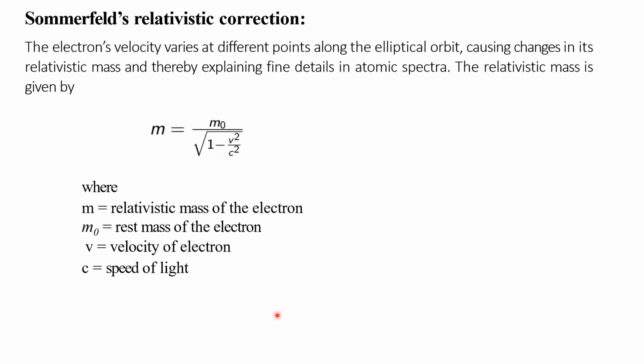azimuthal quantum number. Then we discuss Sommerfeld's relativistic correction. The electron's velocity varies at different points along the elliptical orbit, causing changes in its relativistic mass and thereby explaining fine details in atomic spectra. The relativistic mass is given by this expression. Here m naught is the mass of the electron when it is at rest, v is the velocity of the electron and c is the velocity of light. So, this is the usual definition of relativistic mass of the electron.